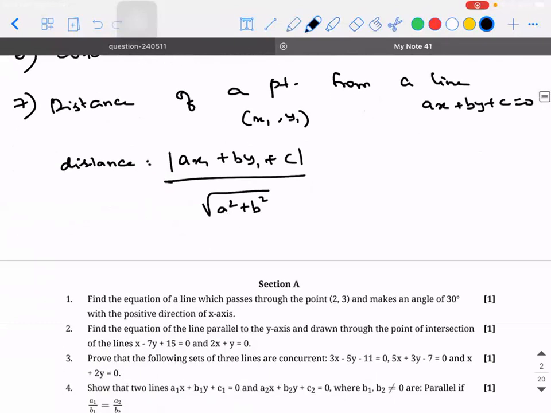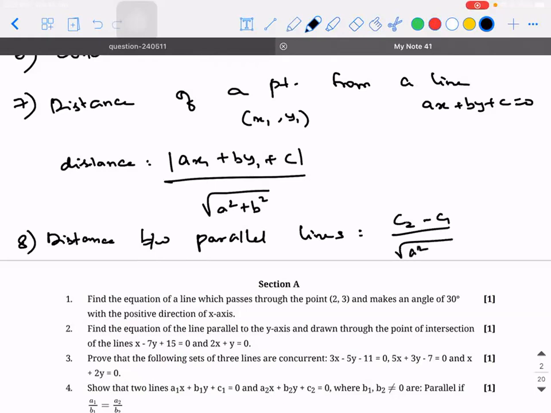And the last formula in this chapter is the distance between parallel lines. It is c2 minus c1, the whole divided by root of a square plus b square, and this should be within a modulus. The parallel lines should be of the form ax plus by plus c1 is equal to 0, and ax plus by plus c2 is equal to 0. To apply this formula, what is the important condition to keep in mind?